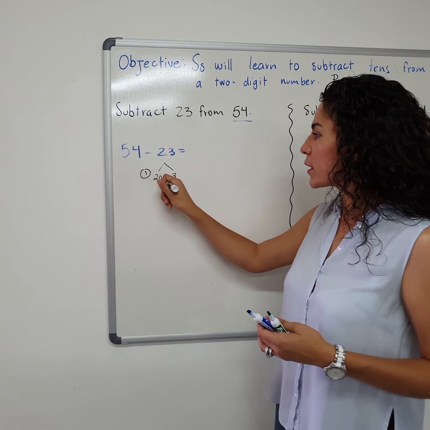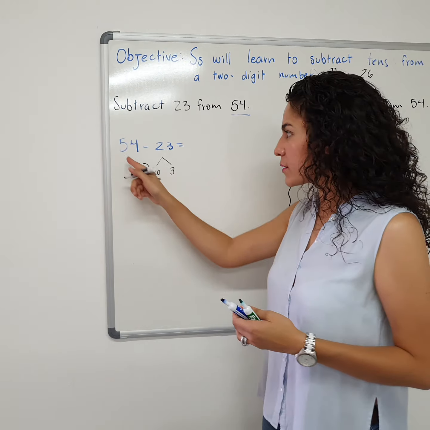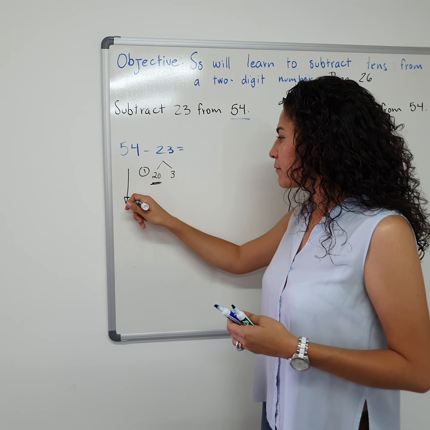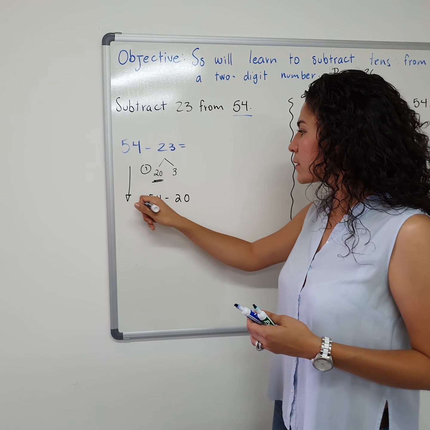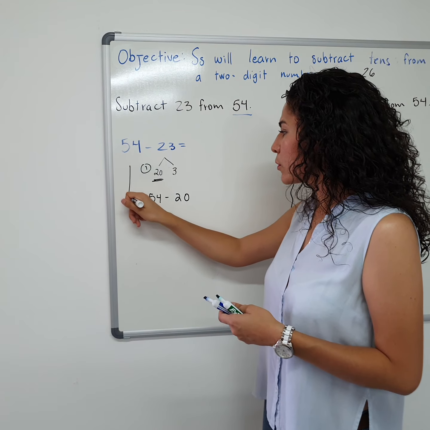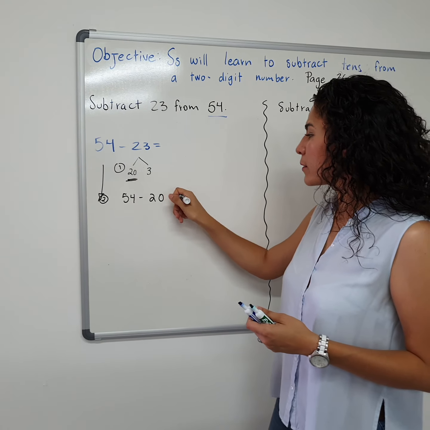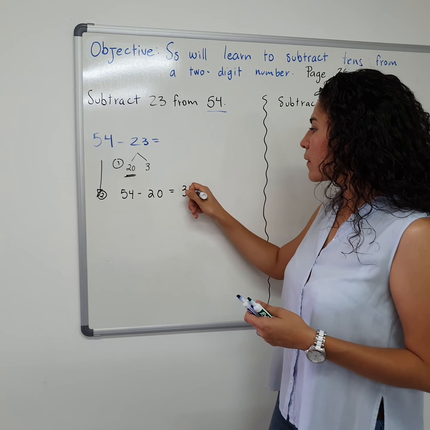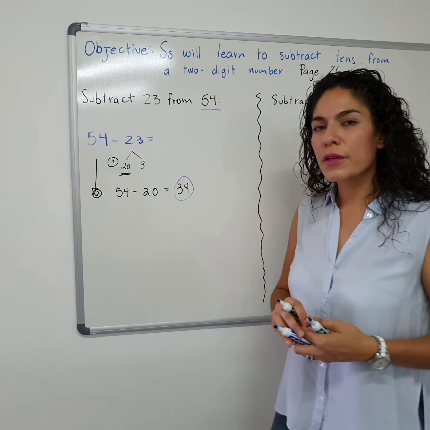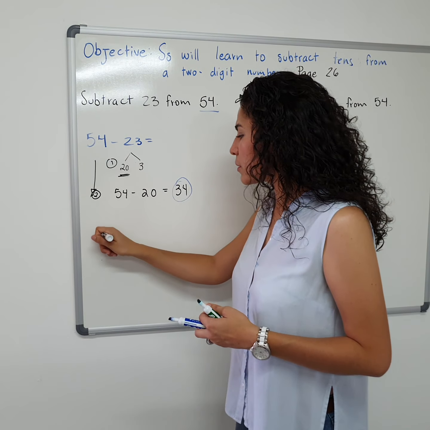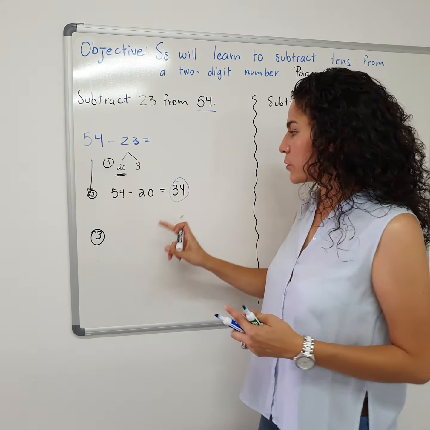When you have this, you're gonna take the tens you have and rewrite the subtraction sentence. That means we're gonna take the first part, that is 54 minus 20. This is step number 2, okay? 54 minus 20 equals 34, okay? This result, the 34, we're going to use it to go to step number 3. Why? Because you're going to do another subtraction sentence.